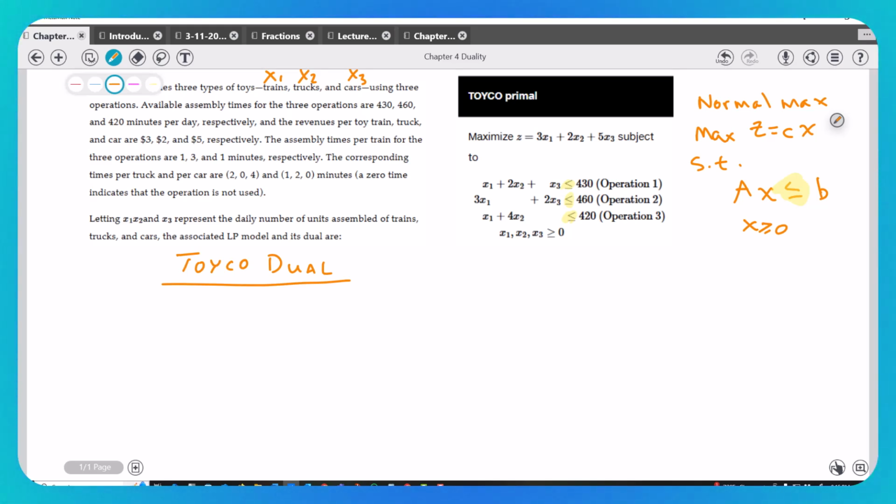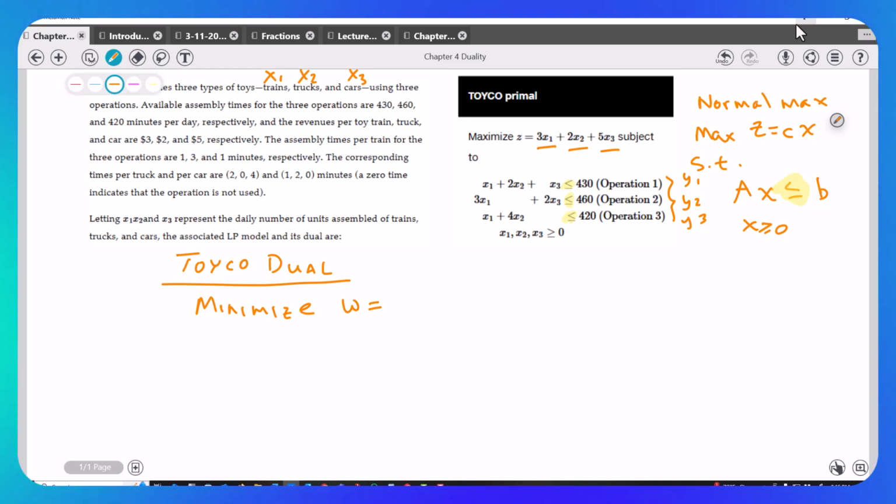Now when we write this as a dual, we're going to see that the number of decision variables here become the number of constraints in the dual, and the number of constraints become our number of dual variables, which are going to be y1, y2, and y3. So a quick way to write this, notice this is maximizing, so the dual will be minimize, and we use W instead of Z up here.